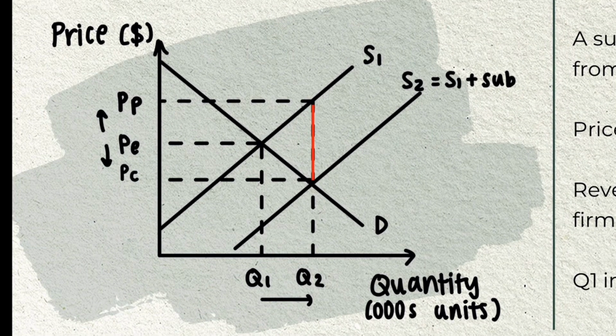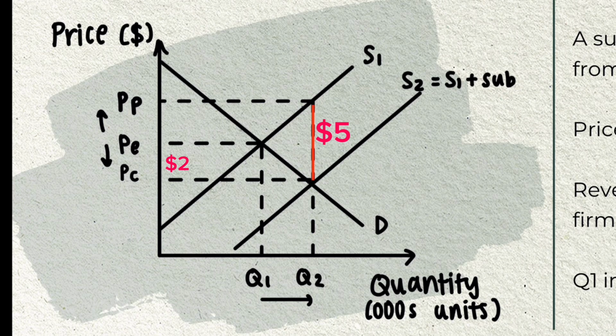Let's put some numbers on this to further illustrate this. Say the subsidy was $5, and the distance between PE and PC, which is the consumer benefit of the subsidy, is $2. This means that consumers will get to buy this product for $2 cheaper.